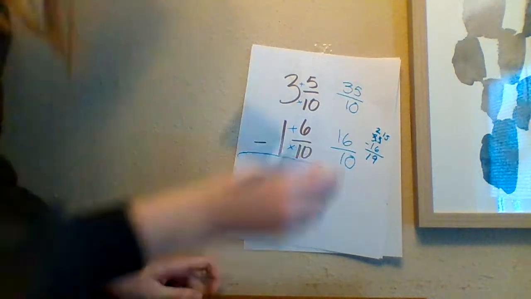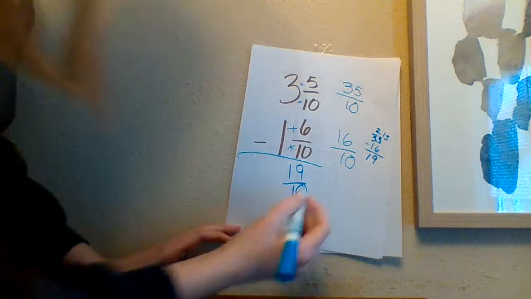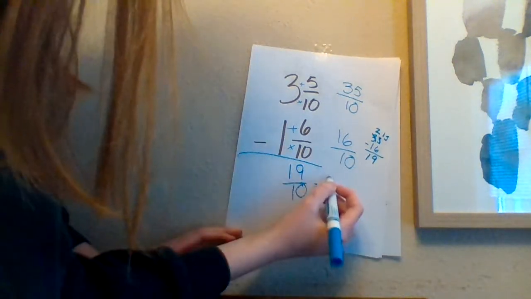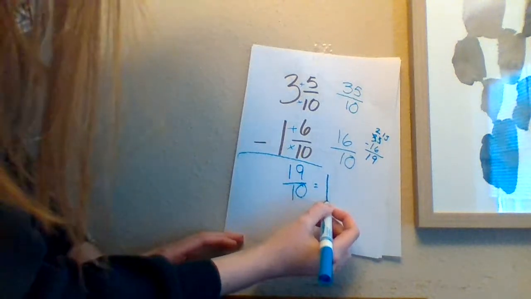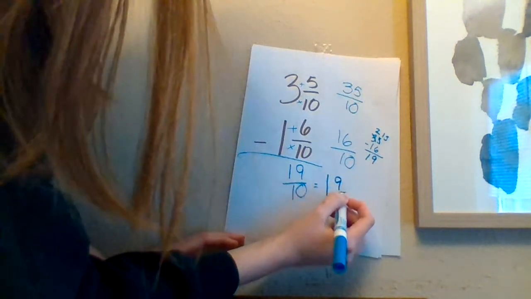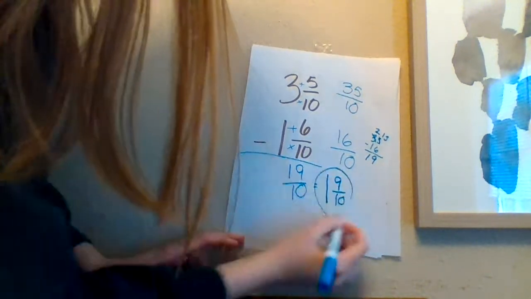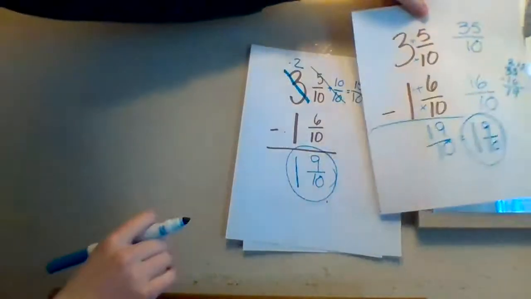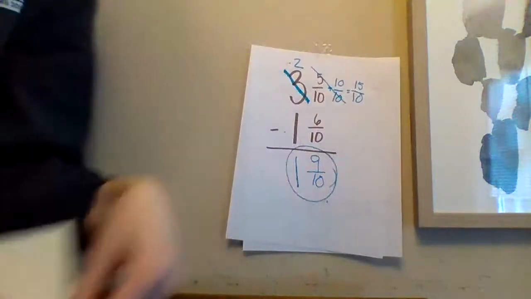If you started with mixed numbers, you've got to end with mixed numbers, right? So 10 goes into 19 one full time, with 9 left over, and the denominator stays the same. So either way, whatever strategy you do, you should get the same answer. So you have some choices here.